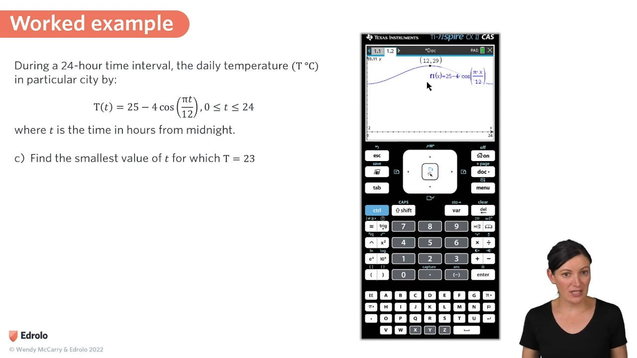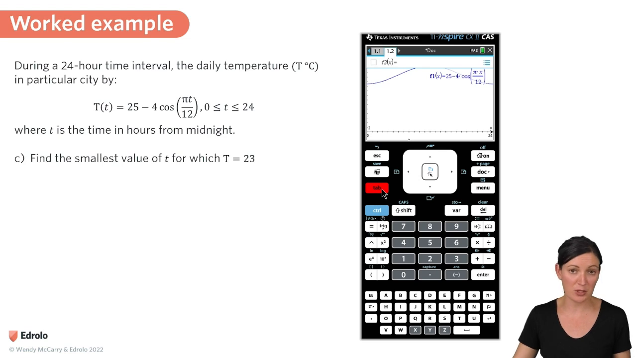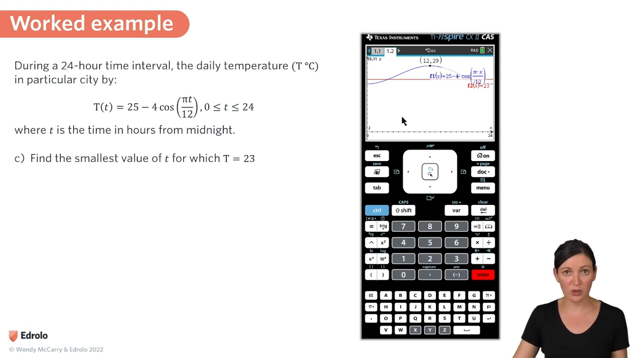Okay, so part C of this question asks us to find the smallest value of t for which the temperature is equal to 23 degrees. So in order to do this, we're just going to graph the line y equals 23. So I'll press tab on my graph to get another function up, and I'm just going to put in 23. And where those two graphs intersect is where we're going to find our answer.